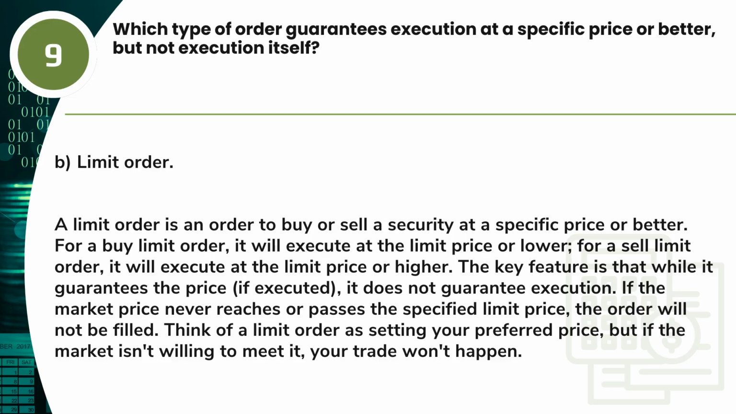Answer: B. Limit order. A limit order is an order to buy or sell a security at a specific price or better. A buy limit order will execute at the limit price or lower. A sell limit order will execute at the limit price or higher. The key feature is that while it guarantees the price, if executed, it does not guarantee execution. If the market price never reaches or passes the specified limit price, the order will not be filled. Think of a limit order as setting your preferred price, but if the market isn't willing to meet it, your trade won't happen.